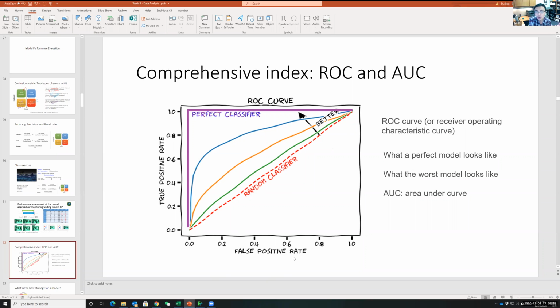So we try to change different parameters, we will get a set of false positive rates out of all my predictions. And I will get a set of true positive rates out of my predictions. So I plot everything here.